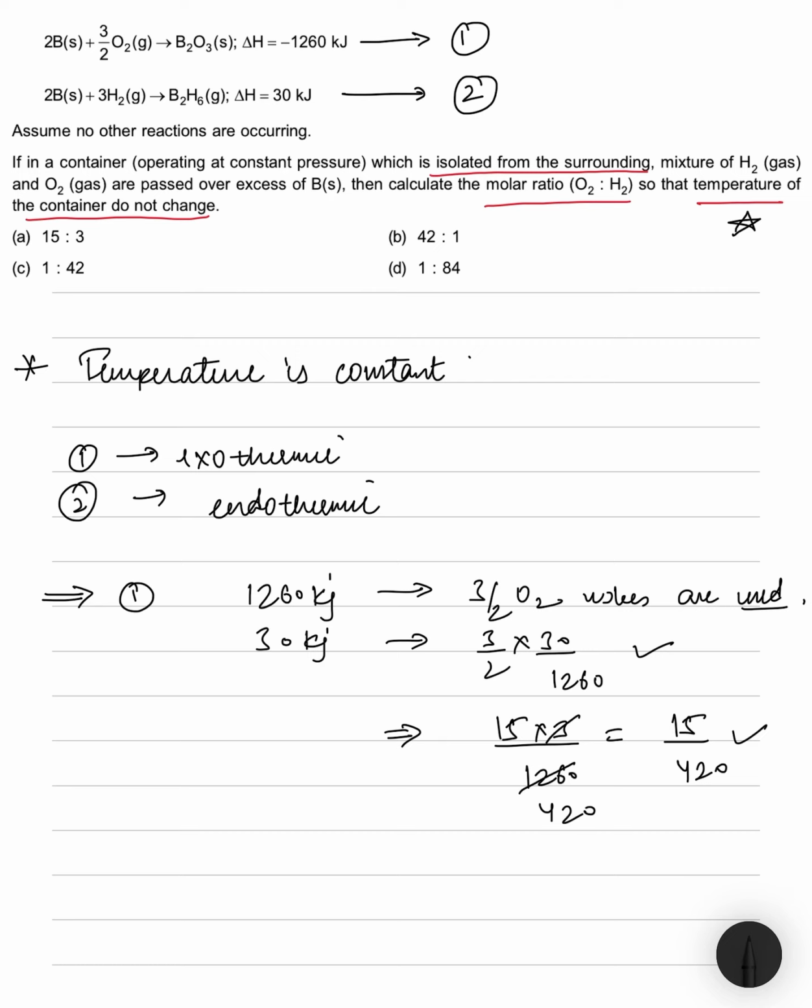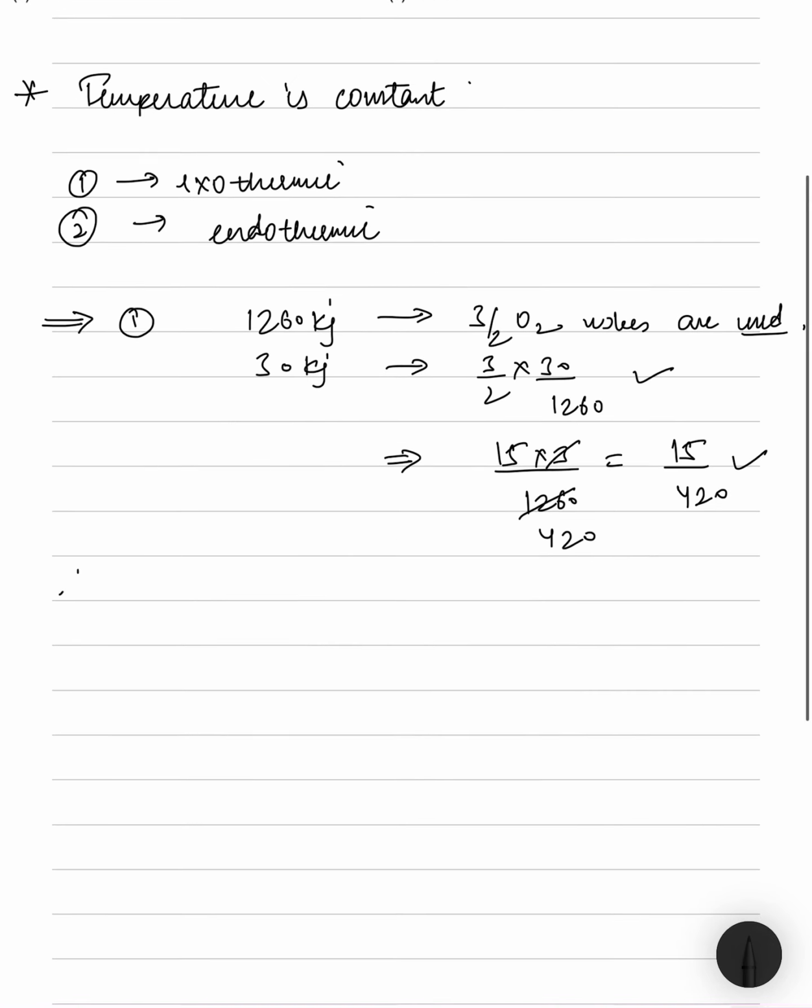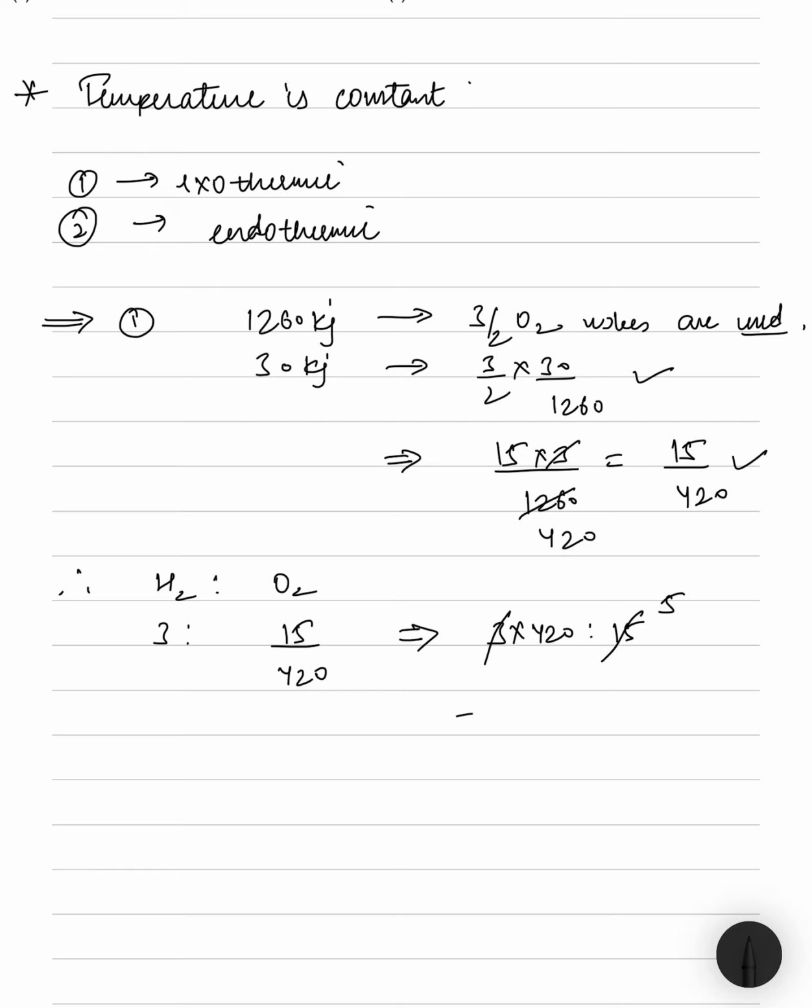And in the second reaction, if you see, for the requirement of 30 kilojoule of heat, how many moles of H2 are reacting? 3 moles. That means now if we have to find the ratio of H2 to O2, it will be 3 is to 15 upon 420. So now multiply both sides by 420, it will be 3 into 420 is to 15. Upon solving it, it will come out to be 84 is to 1. So this is the ratio of H2 to O2 which reacts in this container with boron.